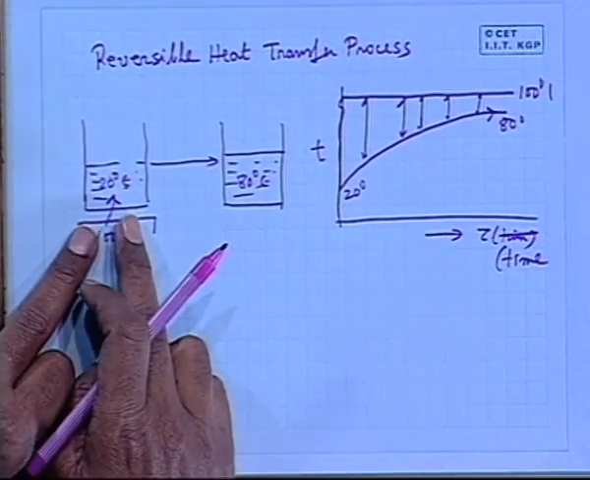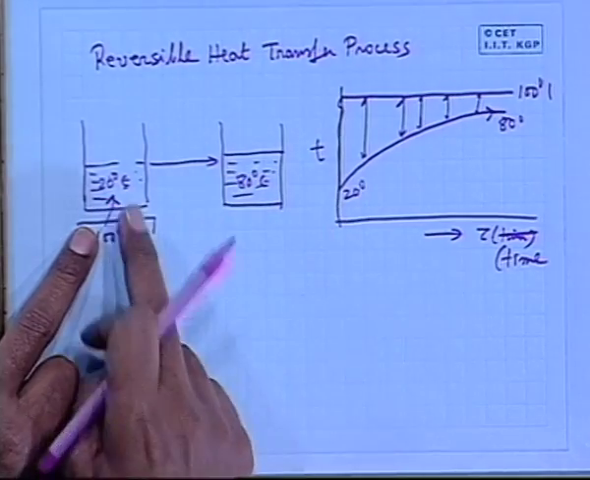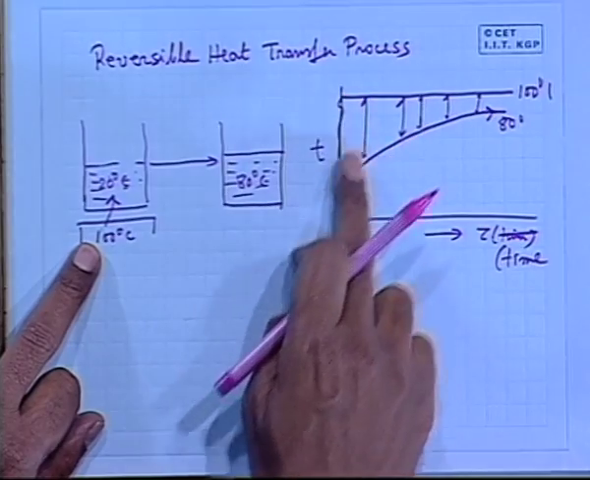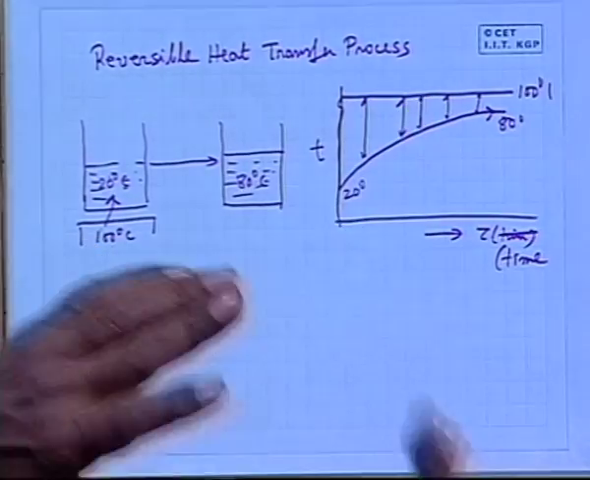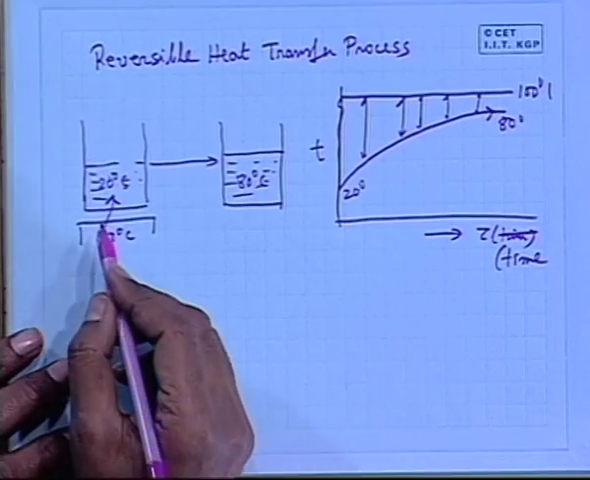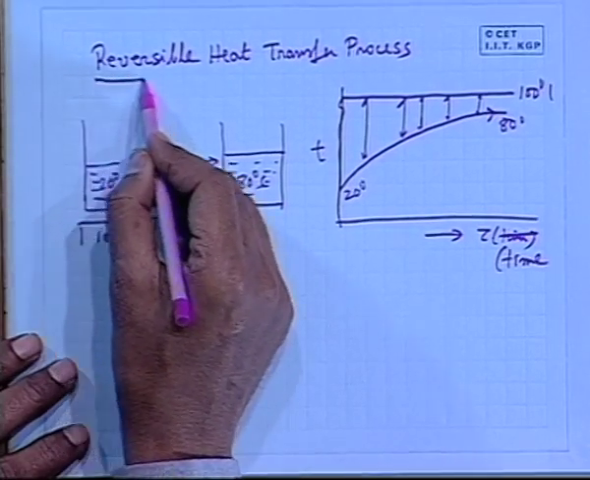As you want to make this process faster and faster, you have to make a more and more temperature gradient. So, that process becomes more and more irreversible. So, the fastness of the process is directly related to the irreversibility. The faster the process, the more the irreversibility. But how do you conceive a reversible heat transfer?